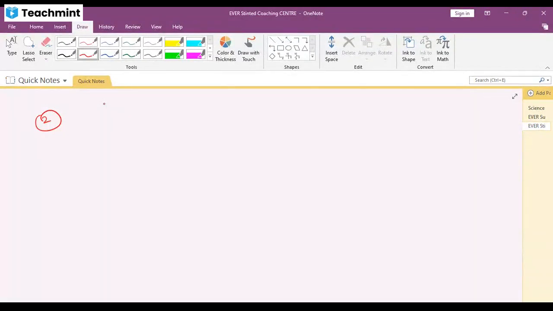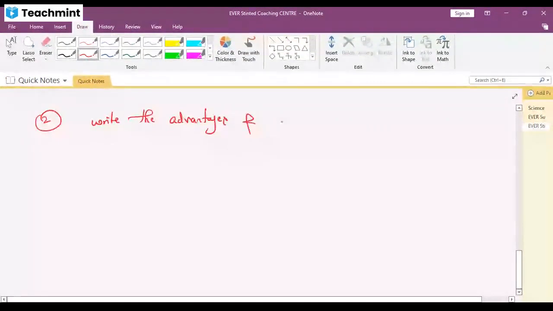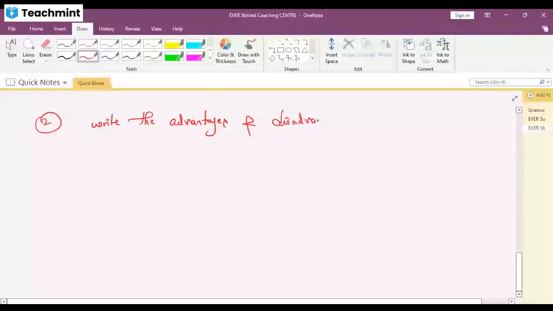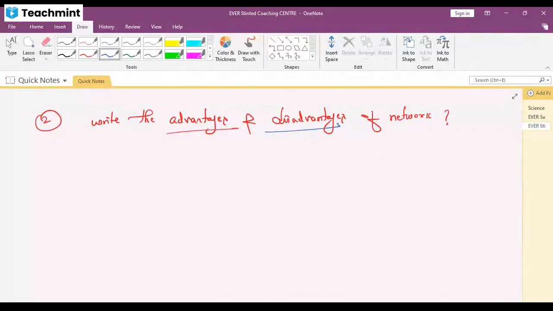Yes, sir. The next question is: write the advantages and disadvantages of network, or sometimes it is also called networking. Don't worry. Okay, network or networking. Till now we have studied the advantages. Now can you brief me about the disadvantages of networking or network? What are the disadvantages?